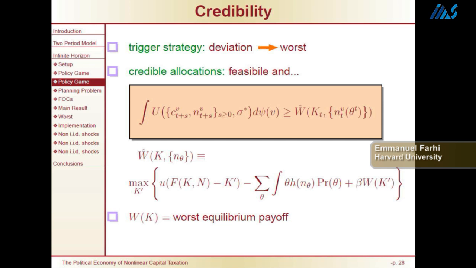I'm sorry? Yeah, I'm going there. Okay. It turns out that for our results, we don't need to fully characterize the worst equilibrium, but we need to know a few things about it. We need to know that it's well-behaved in K, that it's increasing and concave. And once we know that, we can have our results. But I'll show you a little more, actually. So what's the worst?